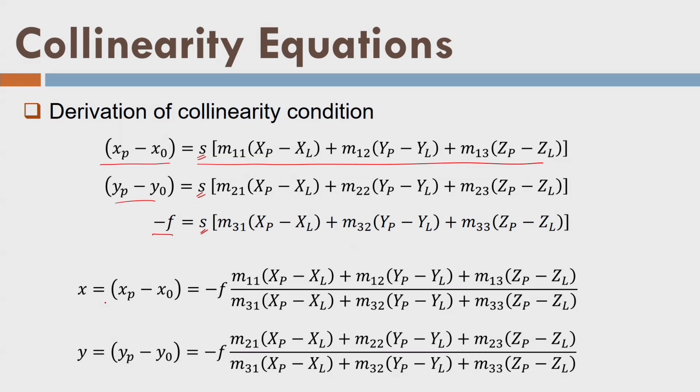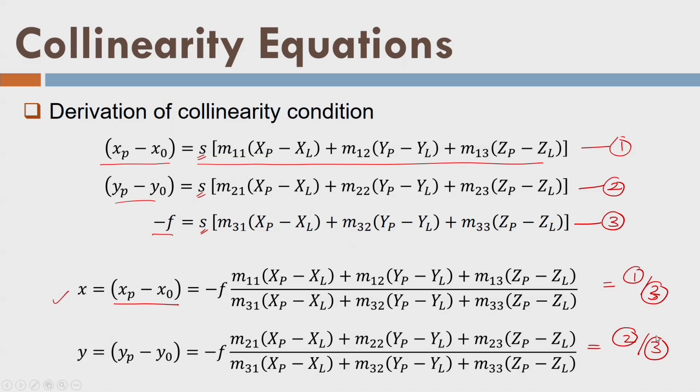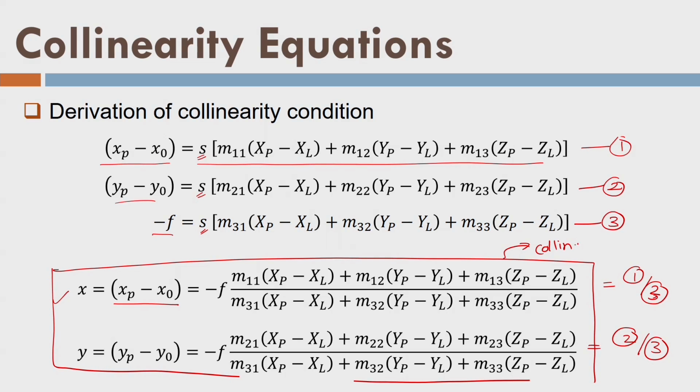I will make the ratio of xp and f. That means, I am dividing equations 1 and 2 by 3. So, I will get this equation as a ratio of equation 1 to equation 3. Similarly, this is the ratio of equation 2 to equation 3. So, I can get this one where I have removed the scale factor, and these 2 equations are known as collinearity equations, and that is a fundamental governing equation in photogrammetry.